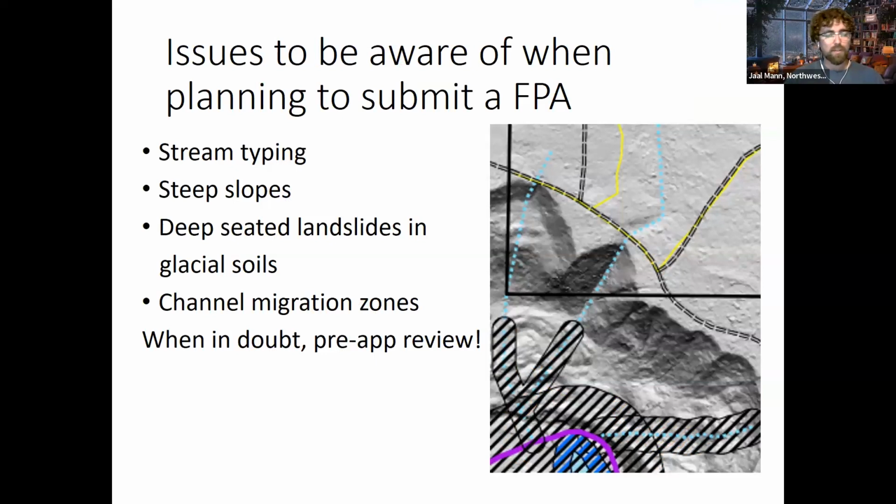So before we start the process of submitting an FPA, there are a few things that can be challenges to think about first. One big one is stream typing. The FPA regulations are there, one of the main reasons, to protect streams, and knowing what type of streams you have is one of the first steps to knowing what's going to be feasible and how to submit the FPA. So that's what stream typing is, figuring out whether they have fish and whether they are perennial or seasonal.